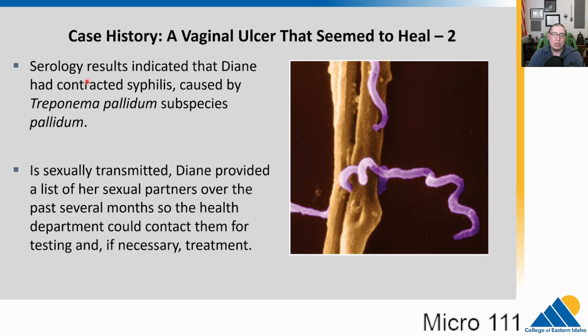So serology, which is testing using antibodies, shows that she has contracted syphilis caused by the bacterium Treponema pallidum, subspecies pallidum. This will be important in a moment. It is sexually transmitted, and so she has to give a list of her sexual partners so they can be contacted and get treatment if necessary.